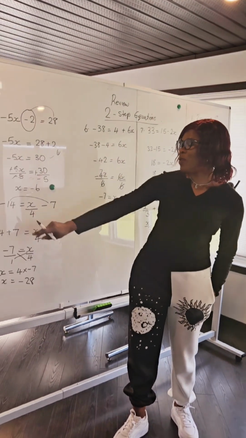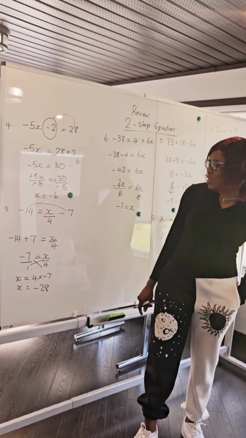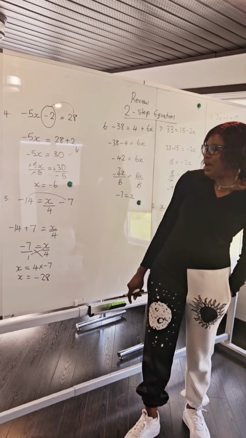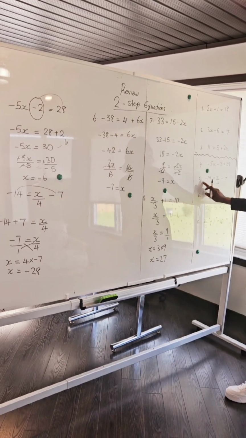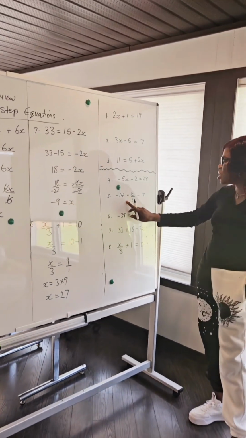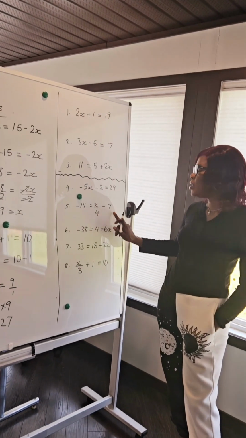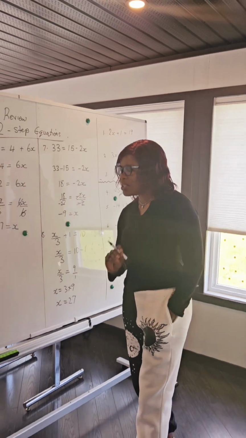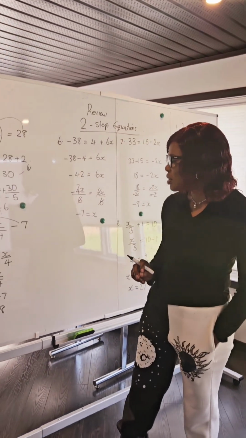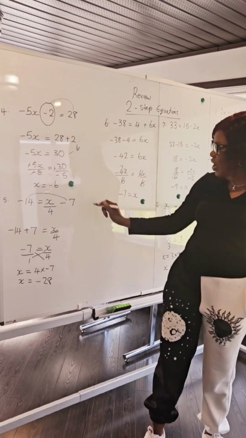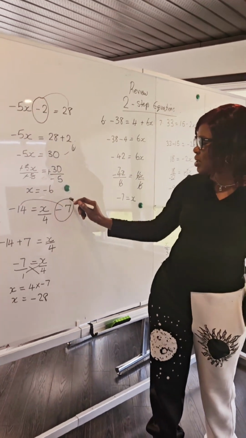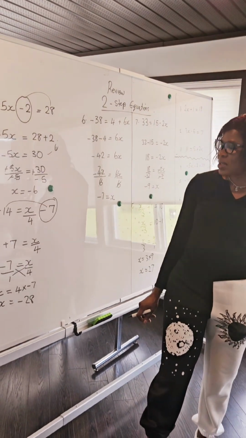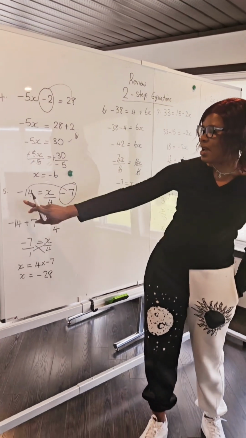Now let's look at number 5. Number 5 is a little bit different. Look at the question: -14 = x/4 - 7. So what is the problem here? Remember, you need to carry out 2 operations. The first problem I'm having here is to eliminate this -7. I have a constant here, I have a constant here.